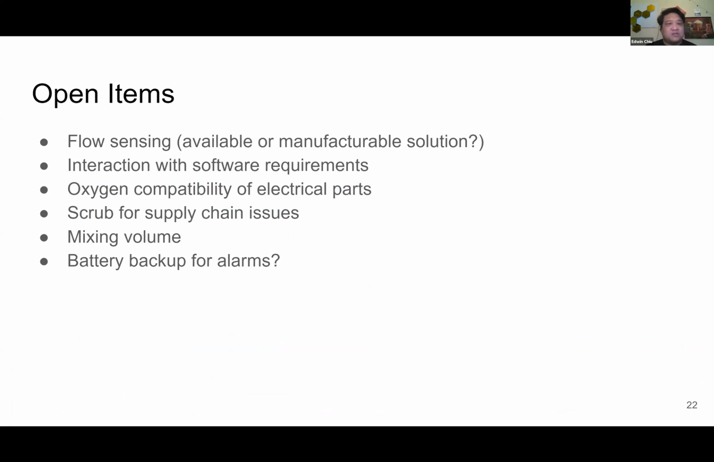Something we still need to consider is the oxygen compatibility of our electrical parts. The nice thing about this system is that there are essentially only 2 moving parts in it, the blower and the solenoid, but seeing as we'll be using enriched oxygen flow, we need to make sure that we've taken that into account. In manufacturability, we need to scrub for supply chain issues. We don't want to pick parts that there may only be 20 of in the world or that are hard to source or hard to build.